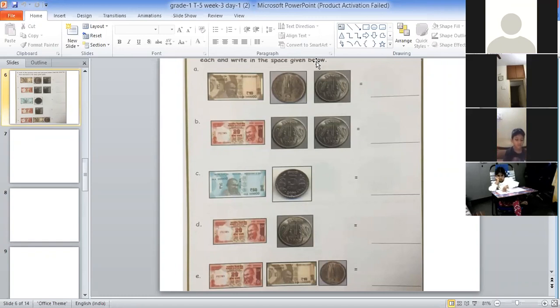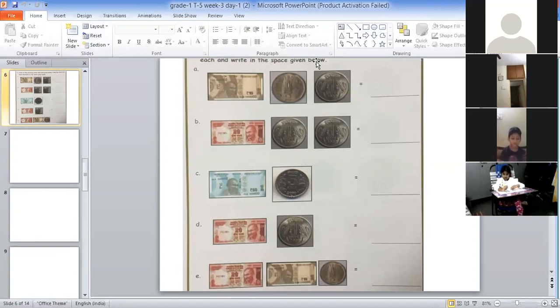Show me your 10 fingers and start counting after 20. Show me your 10. Yeah, start counting after 20 now. 21, 22, 23, 24, 25, 26, 27, 28, 29, 30. So 20 plus 10 is 30, and 2 rupee coin is also there.